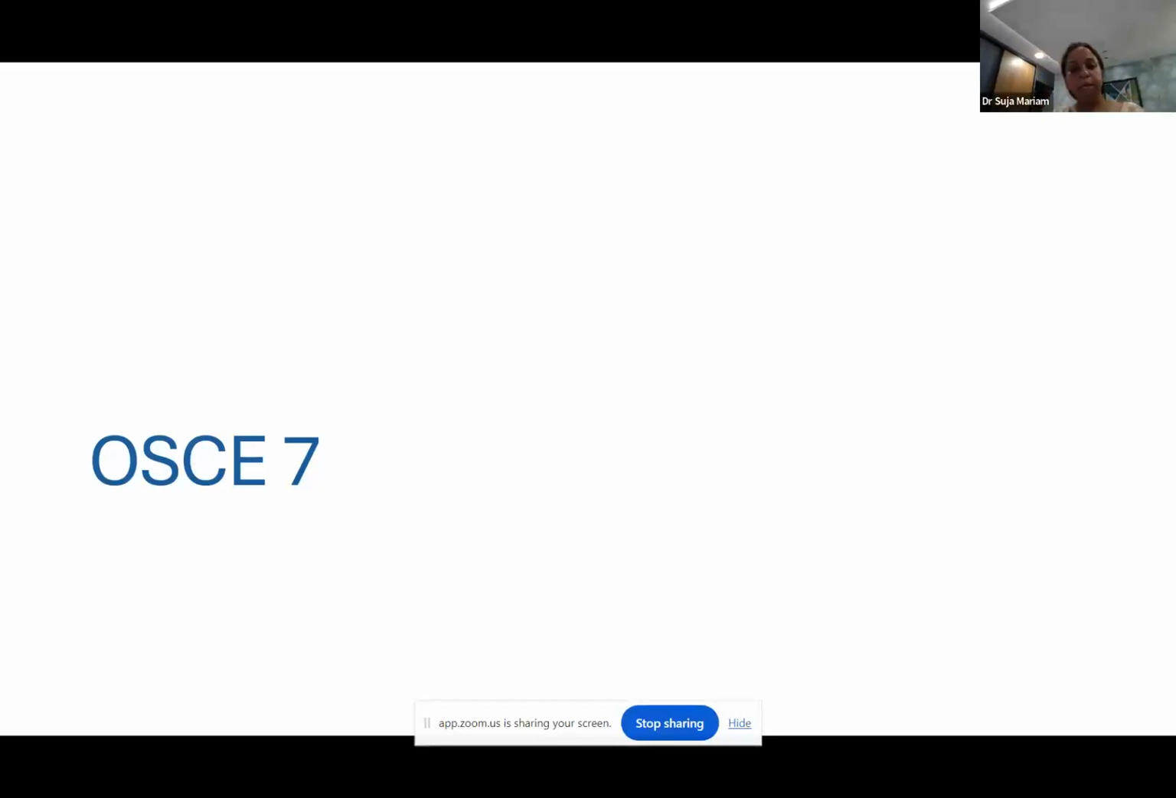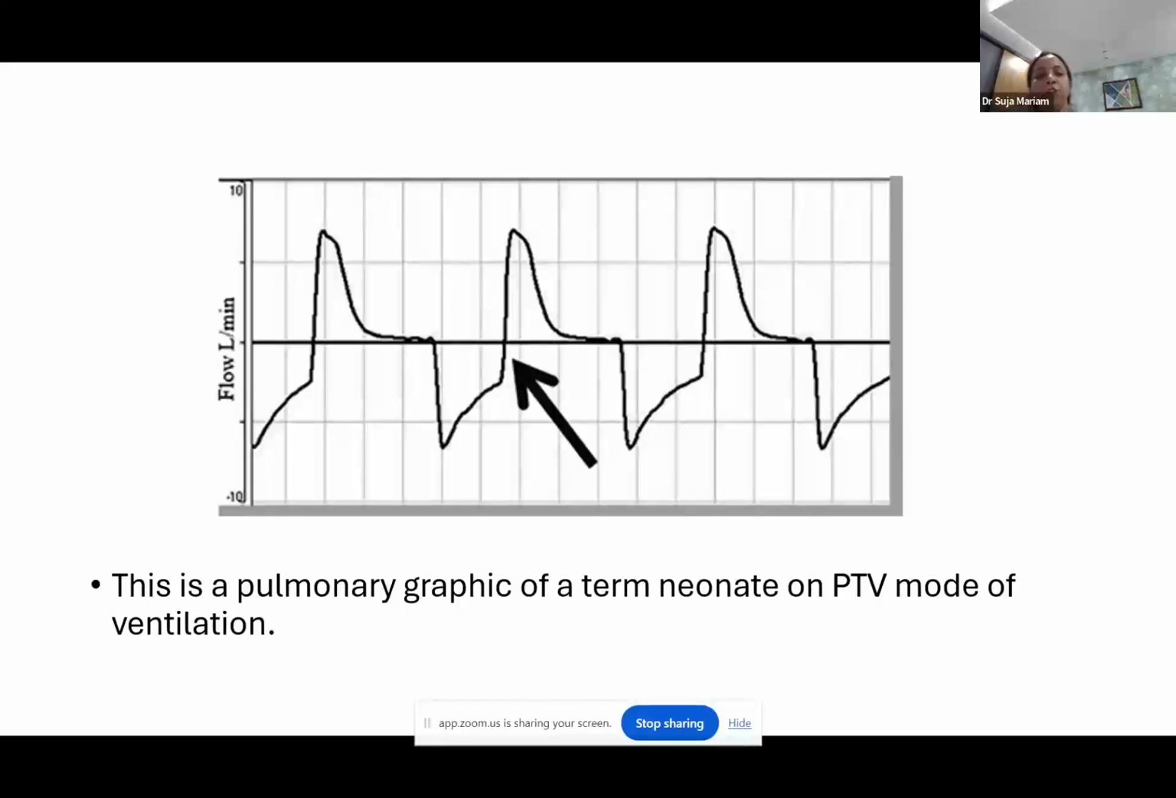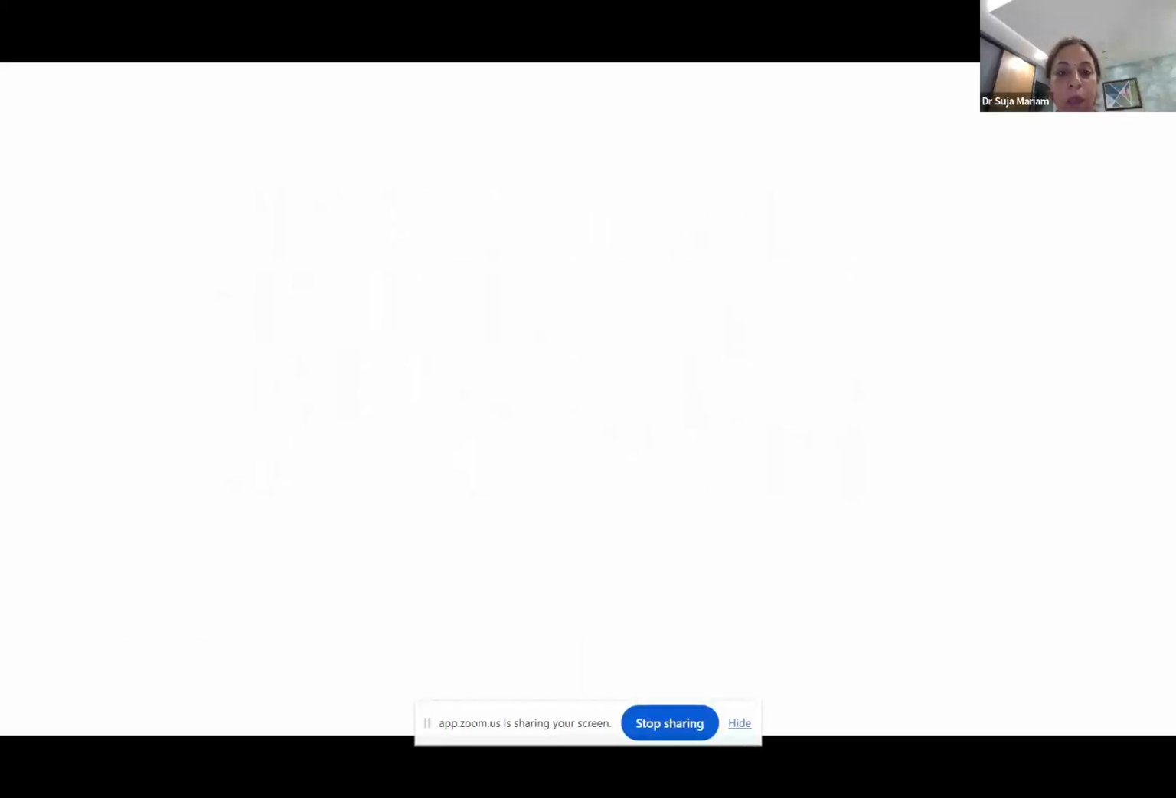Okay. So now we have OSCE number 7. So this is a pulmonary graphic of a term neonate on PTV mode of ventilation. So please have a look at the graph. This is a pulmonary graphic of a term neonate on PTV mode of ventilation.